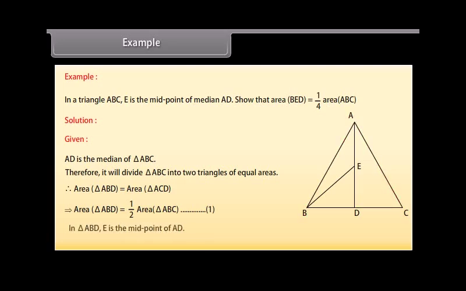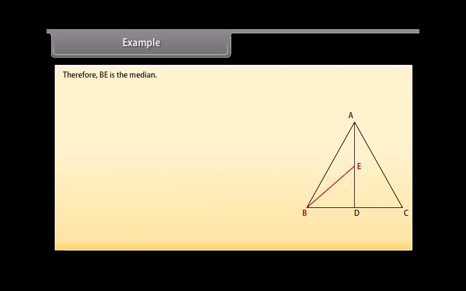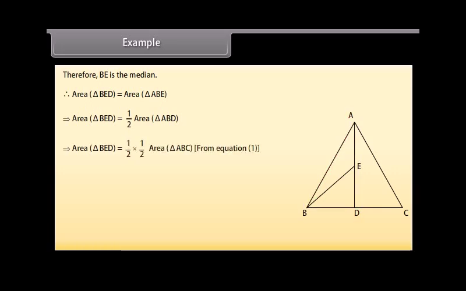Mark it as 1. In triangle ABD, E is the midpoint of AD, therefore BE is the median. Therefore, area of triangle BED is equal to area of triangle ABE, which implies area of triangle BED is equal to 1 upon 2 area of triangle ABD, which implies area of triangle BED is equal to 1 upon 2 into 1 upon 2 area of triangle ABC from equation 1, which implies that area of triangle BED is equal to 1 upon 4 area of triangle ABC.